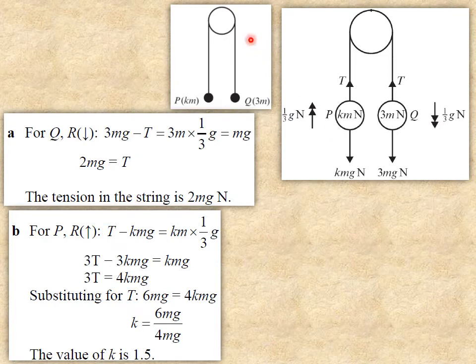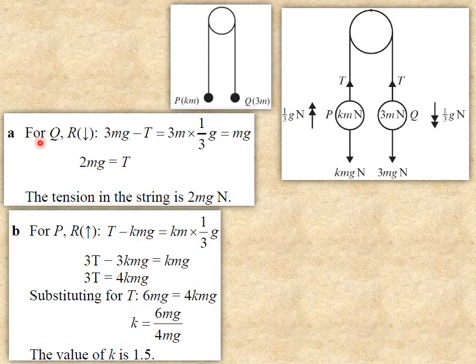If you look at the diagram given in the question, obviously there are forces which are not mentioned, but they are there. You have to draw them. Because this is a mass, it will always have a weight acting vertically downwards. The mass is km, so the weight is kmg. The other is 3m, so the weight will be 3mg. The tension always points towards each other, so both will point upwards. P is accelerating up with acceleration 1 by 3 g, and Q is accelerating down.